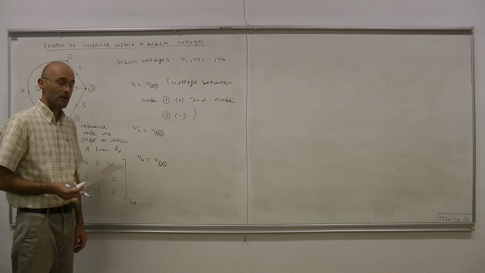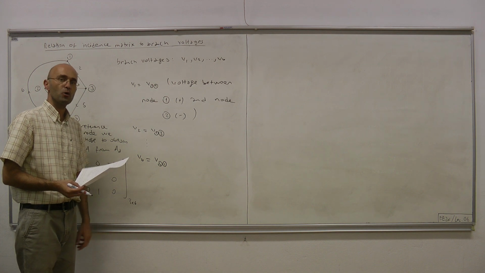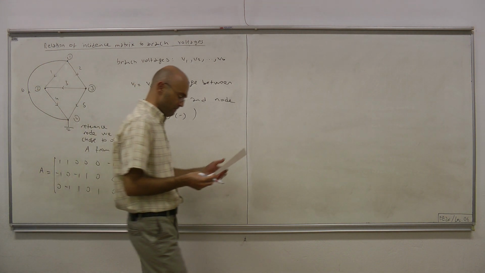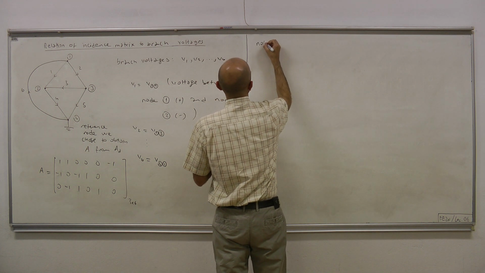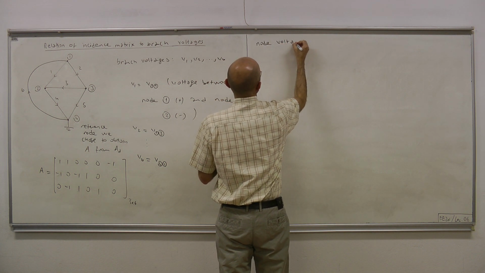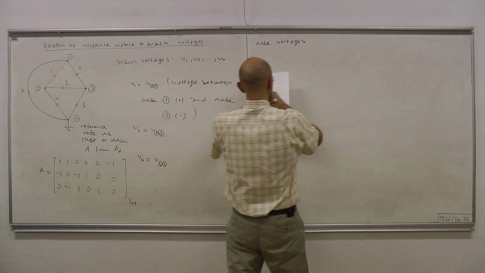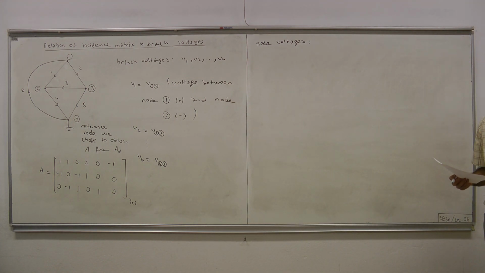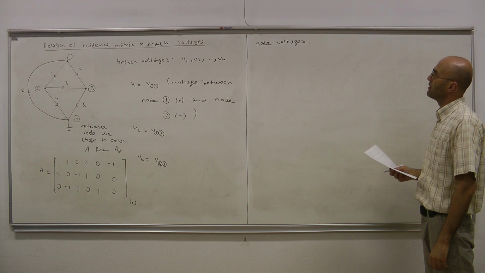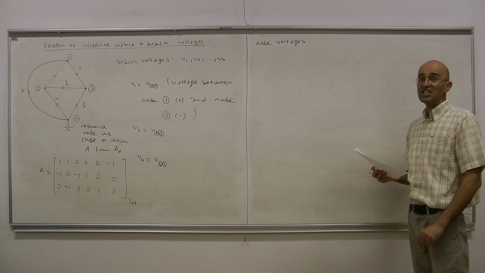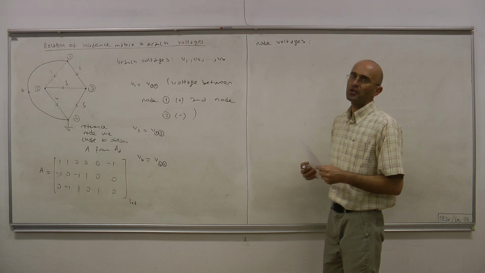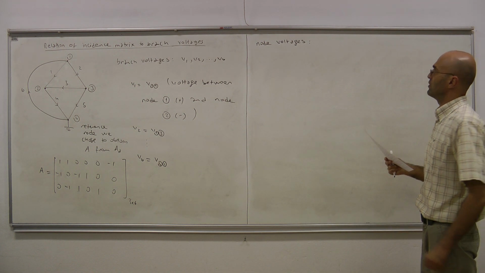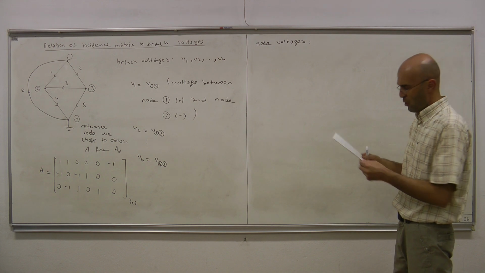Now we also introduce a new voltage called node voltage. The letter E is conventionally used to indicate the node voltages, and to each non-reference or non-ground node we assign a voltage, and those voltages we call node voltages.